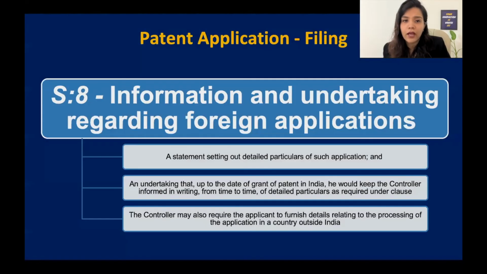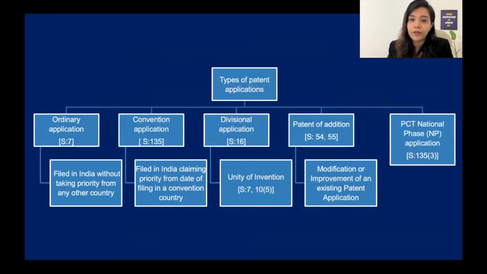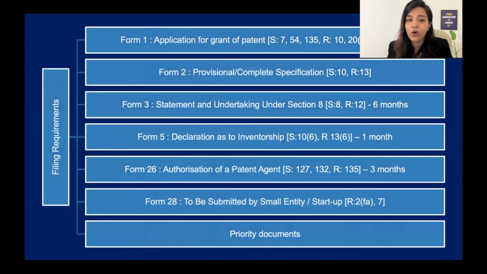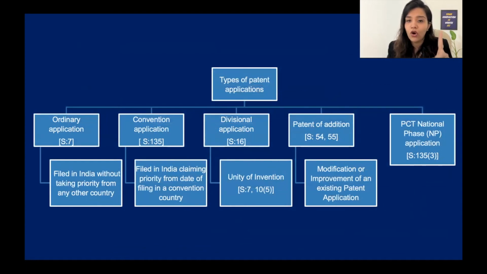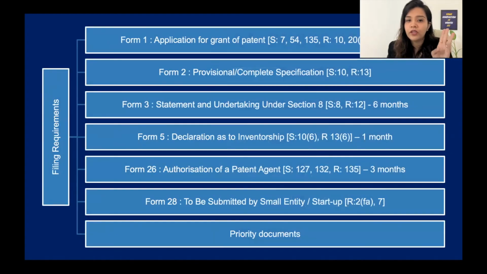And yeah, I think that's all. These are the filing requirements. But once again, to summarize, these forms are very important, and types of patent applications are also equally important. The main things to focus on are the types of patent applications and these forms. Types of patent applications are ordinary, convention, divisional, patent of addition, and PCT National Phase application. Forms are Form 1, Form 2, Form 3, Form 5, Form 26, 28, and priority documents.